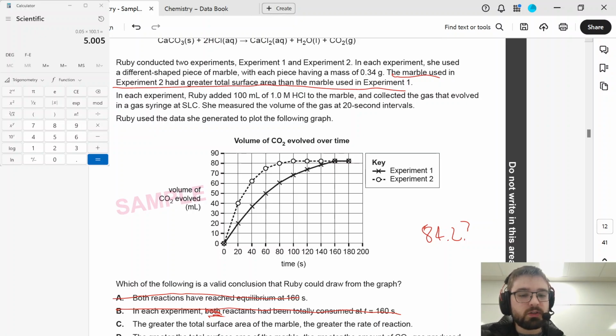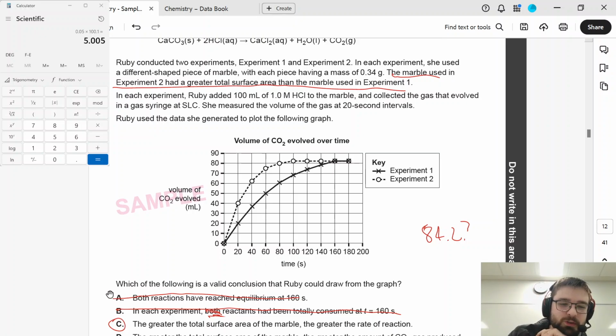Okay, the greater the total surface area of the marble, the greater the rate of... okay, that was so much reading for the easiest multiple choice one of all time. Alright, the greater the total surface area of the marble, the greater the amount of carbon dioxide gas produced. You could make that argument if it was partway through the experiment, but assuming they're talking at 160 seconds, then D is not right.